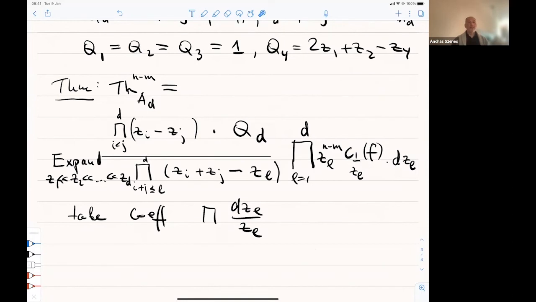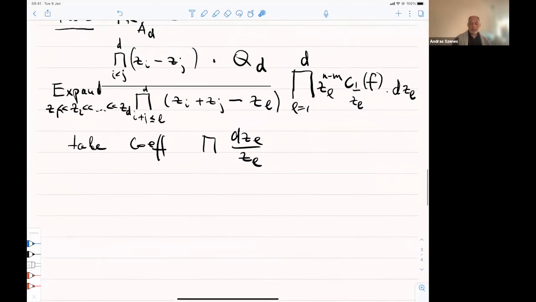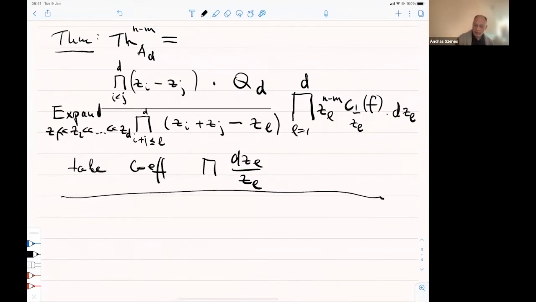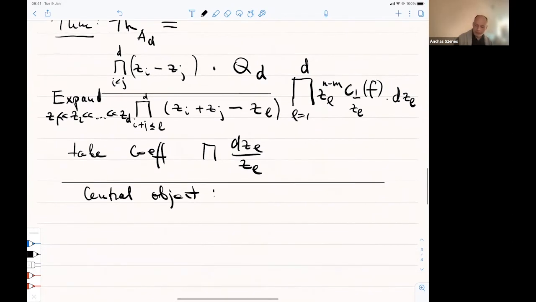And now I just want to make a quick remark before I go to my second theme, about the geometry. So of course I'm not going to be able to explain the proof, but the central geometric object is the following: we have the Hilbert scheme.